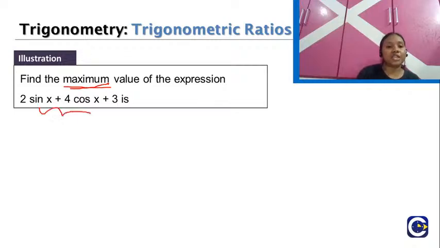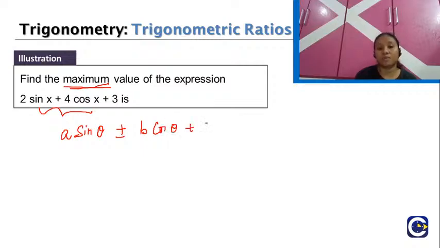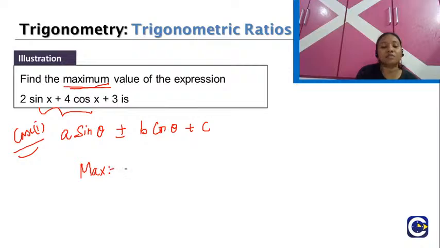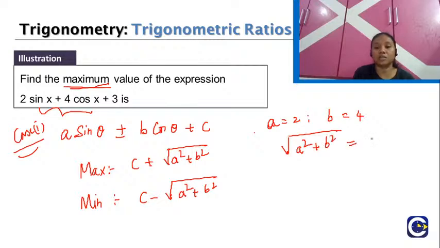So here we are having a relation of cos and sin, and it is in the form of a sin theta plus or minus b cos theta plus c, which means this is our case 1. That is our first case. So for our first case, what is the maximum and minimum value? So let's just find both. So the maximum value is given by c plus root over a square plus b square, which is 2 square plus 4 square, that is 4 plus 16, that is equal to root over 20.